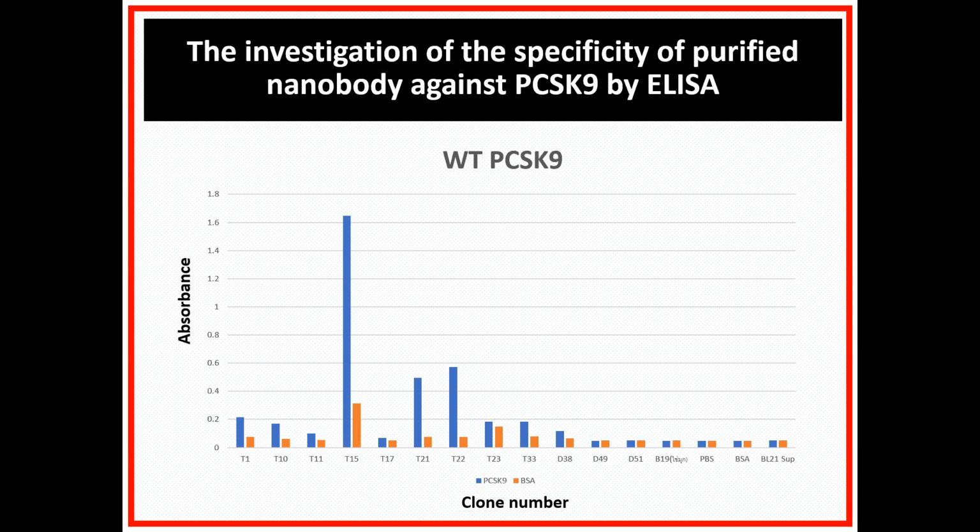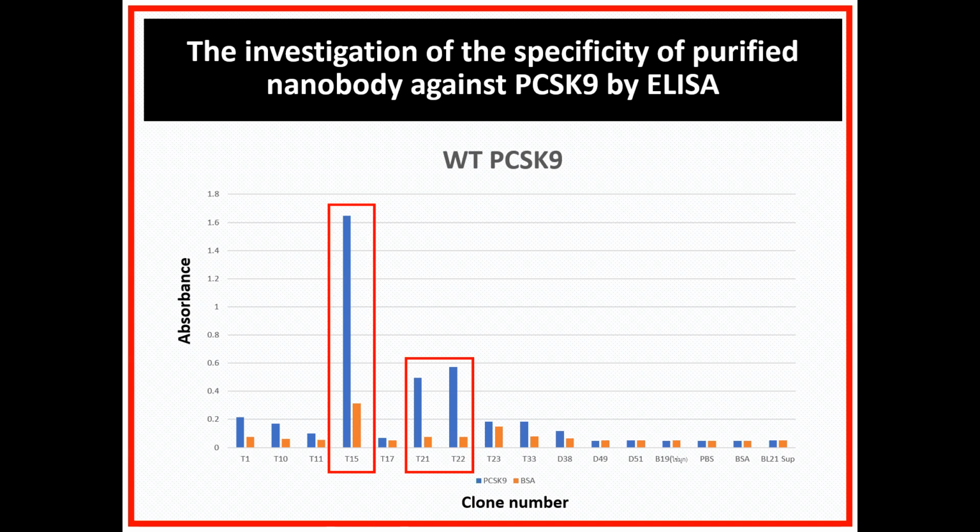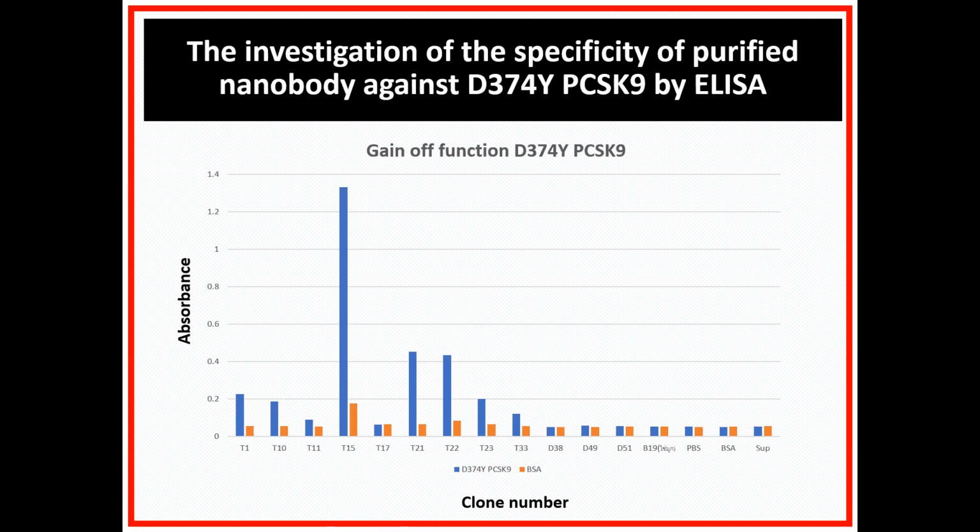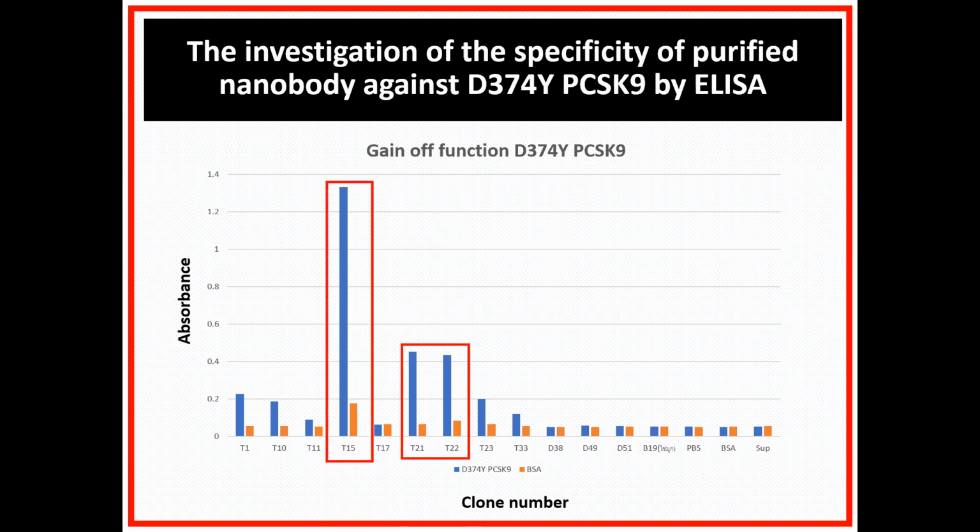Firstly, we coat the PCSK9 in the 96-well ELISA plate and then incubate with the nanobody. And we found that clones T15, T21, and T22 can bind with PCSK9 strongly. And not only the wild type PCSK9, we also tested the specificity against the D374Y PCSK9, the gain of function type of PCSK9. Clones T15, T21, and T22 also show good binding against the mutant type of PCSK9.